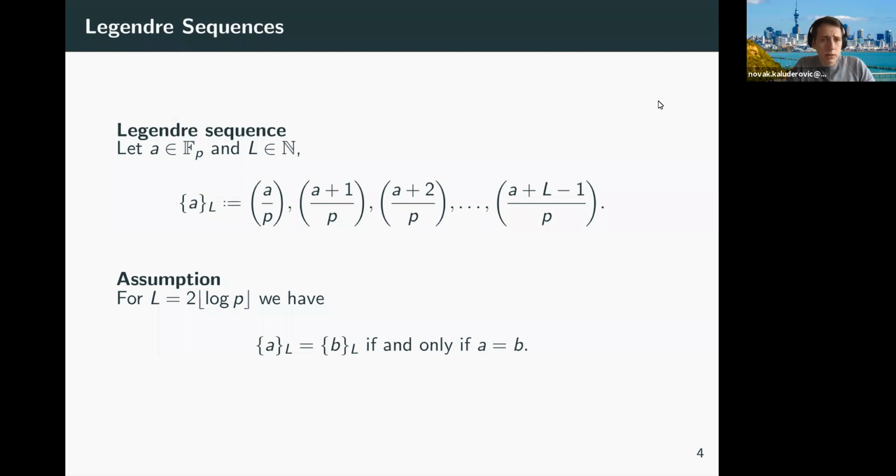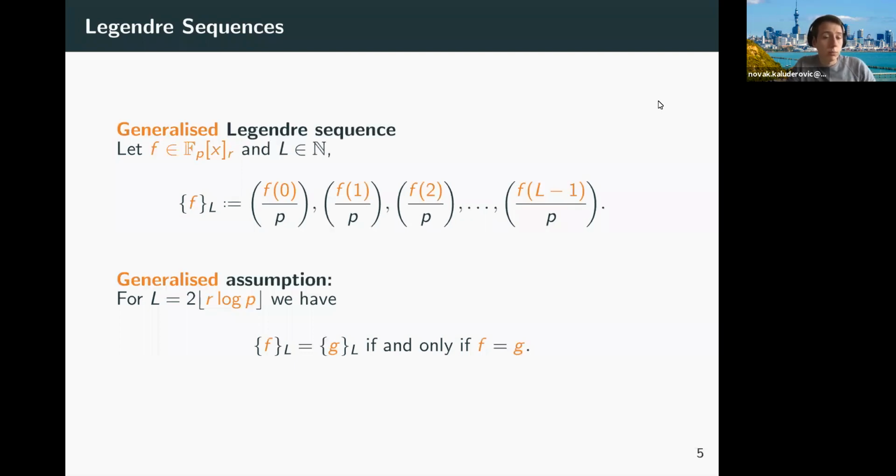There's a generalization of this. So for monic polynomials of degree r, we define their Legendre sequence as the sequence of Legendre symbols of f of 0, f of 1, up to f of L minus 1. And again, we will work with sequences of length L, which uniquely define their polynomials. What is important is that these sequences are logarithmic in p, and we can assume that their length is 2 times r log p.